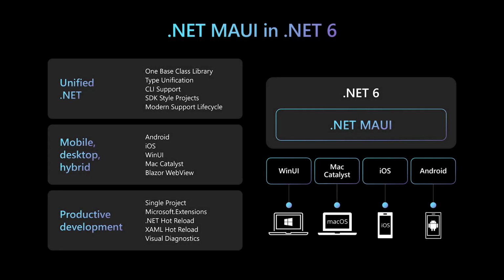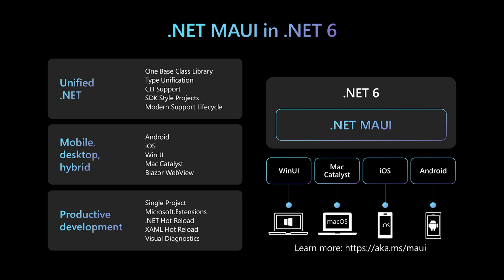.NET MAUI is built on .NET 6, so that means that you get a single, unified .NET experience across workloads and project types. There is one base class library and unified type system with CLI support. It also falls under the same support policy as the other components of .NET 6.